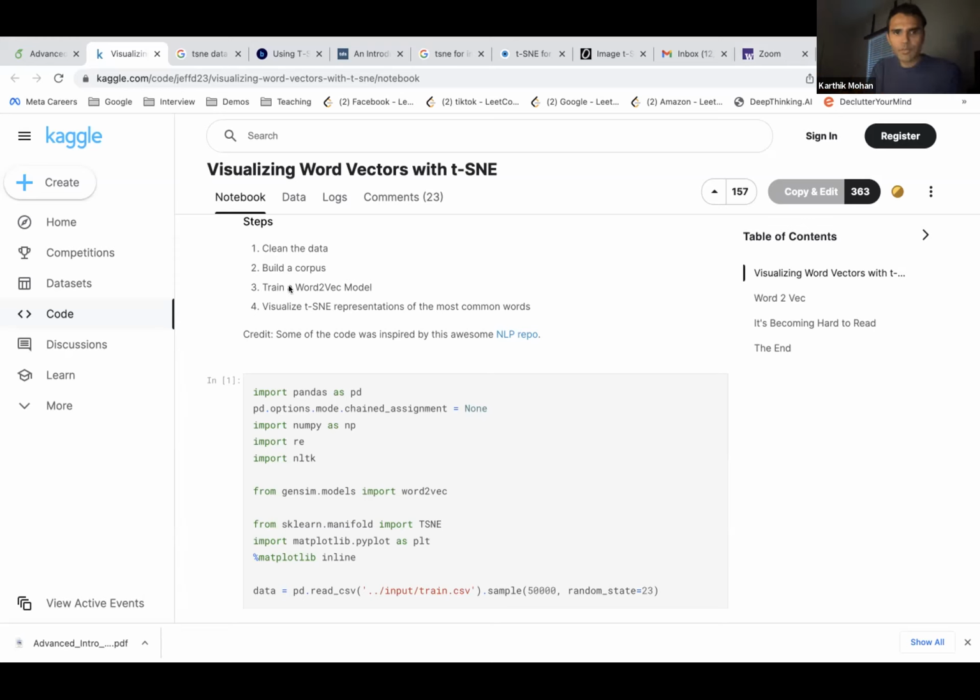So word2vec is one such model that helps you get some semantic understanding of words. How do words relate to each other? Why are certain words similar? Why are certain words not similar? This is learned in a self-supervised way. We'll go more into the details of it. It's a really fascinating topic. So this notebook uses word2vec, which is based on this idea of self-supervised learning.